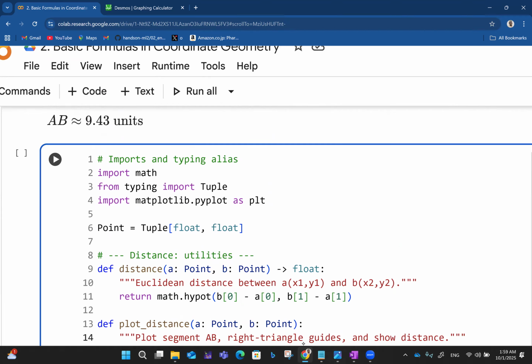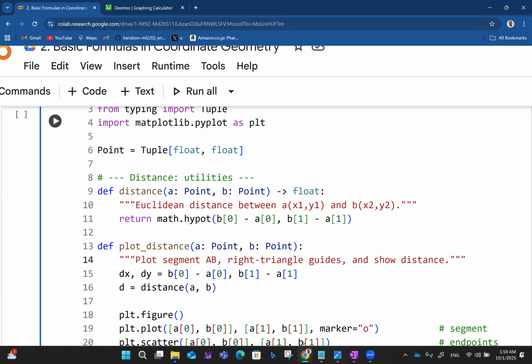Actually, we can use Python to do this. So you need to define a function distance using point A and point B. So you compute the Euclidean distance between A (x1, y1) and B (x2, y2), and then you return the hypotenuse, math.hypot of B[0] minus A[0], B[1] minus A[1]. So you use that, and then you can plot the distance. So plot segment AB, draw the triangles and show the distance.